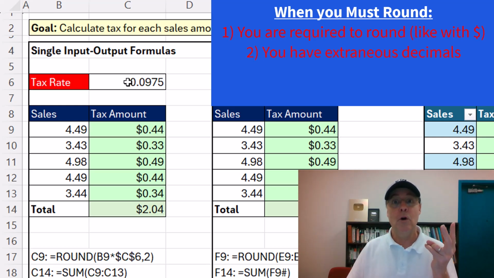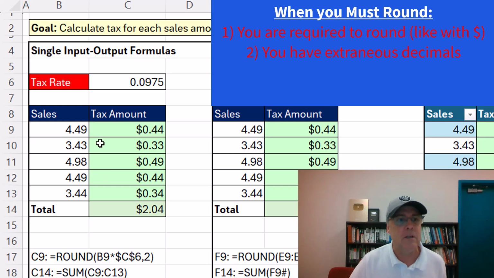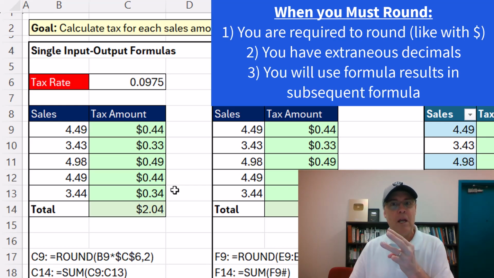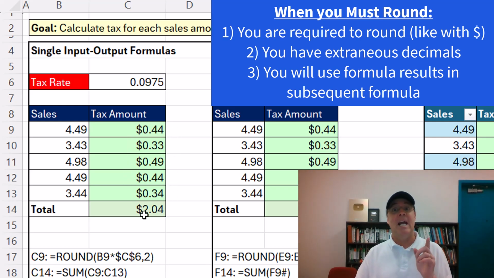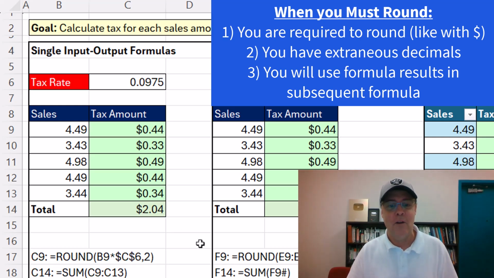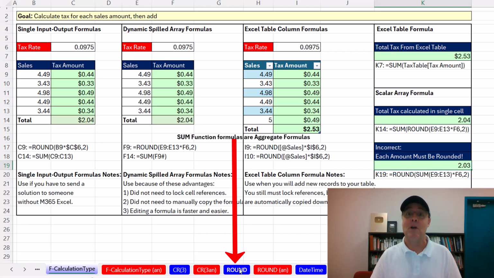Now, 1, 2, those two things alone do not qualify for requiring the ROUND. Because if you're never going to use any of these in a subsequent formula, you can just show the results using number formatting. But number 3 is if you have a bunch of messy decimals and you're required to round, and you're going to use it in a subsequent formula, bam, those 3 things mean you're required to round. Now let's go over to the sheet ROUND.